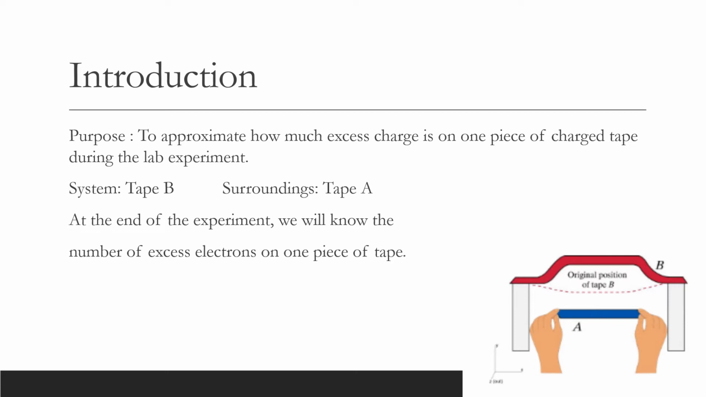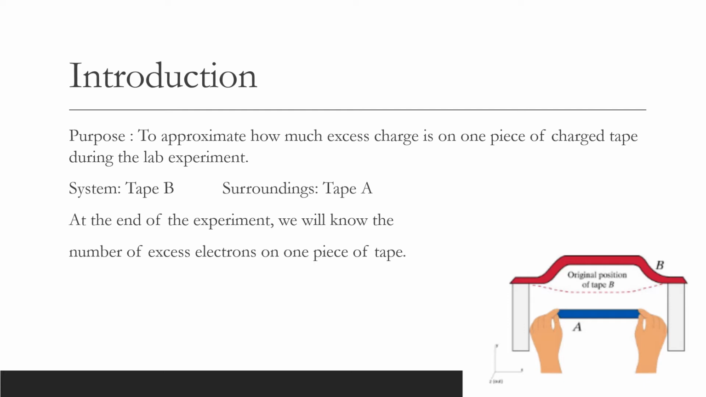The experiment was that we started with a negatively charged piece of tape hanging, that's tape B in the picture in the bottom right, and then brought another negatively charged piece of tape, tape A, under tape B until tape B moved from the electric charge. At this position, we measured the distance from tape A to tape B. Using this, we can find the amount of excess charge on one piece of tape during the lab experiment.